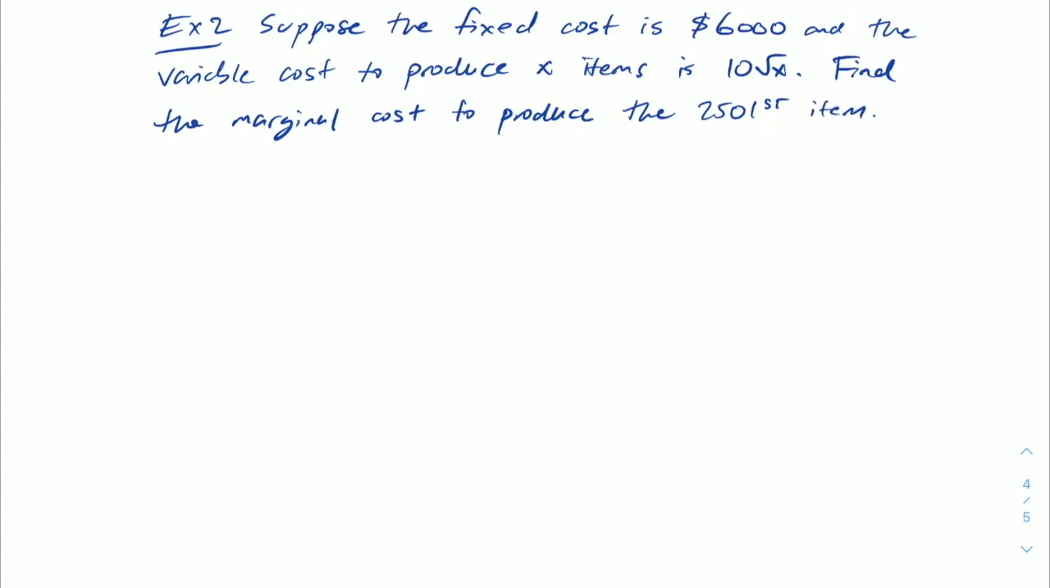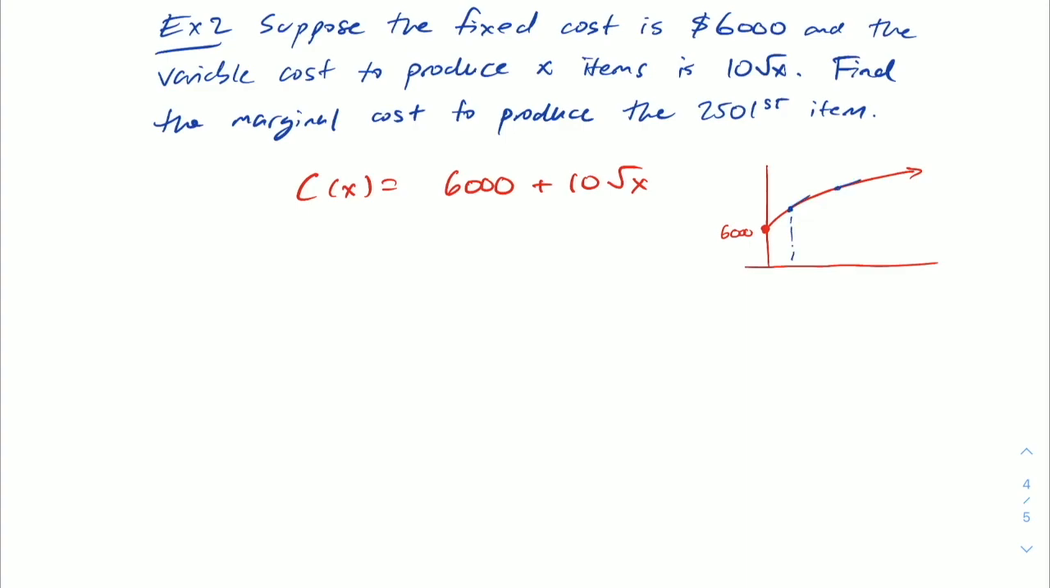All right, so first we're going to construct our cost function. So the cost function is the fixed costs plus the variable costs. The graph of this function looks like this. It's going to have a y-intercept of 6,000, and then it's going to increase in a square root fashion. And you might notice from this graph that the marginal cost is going to decrease as we go further out. In other words, the more items that we've produced, the less expensive it is to produce 1 more item.